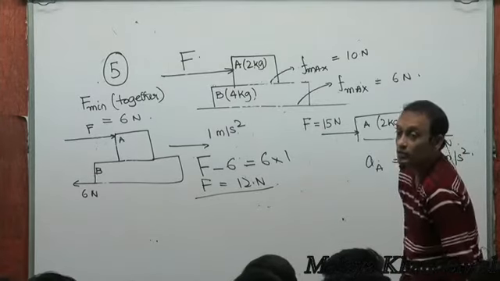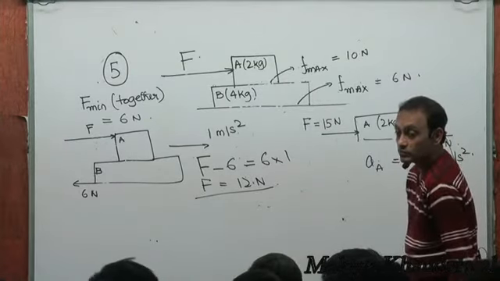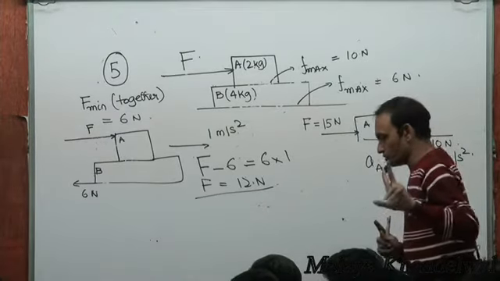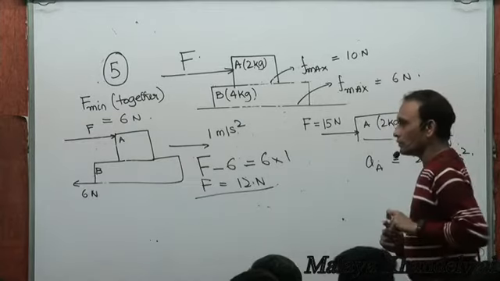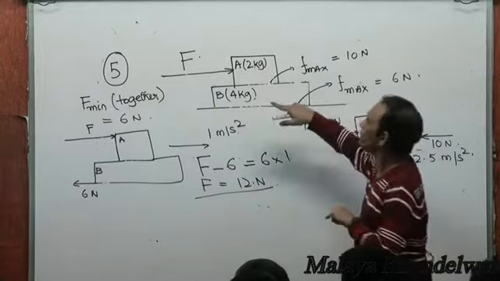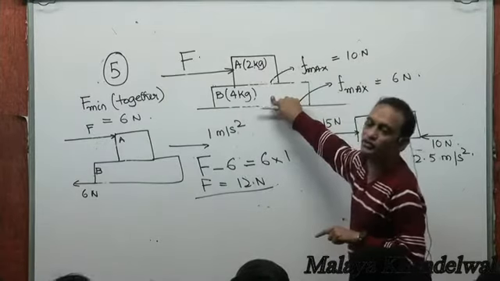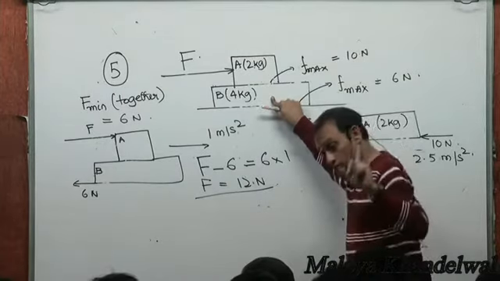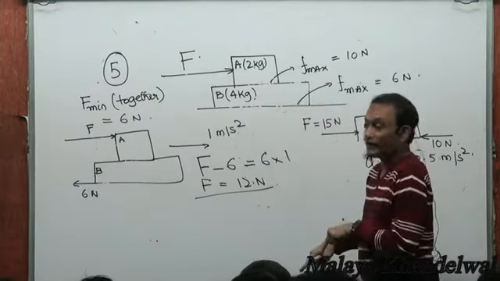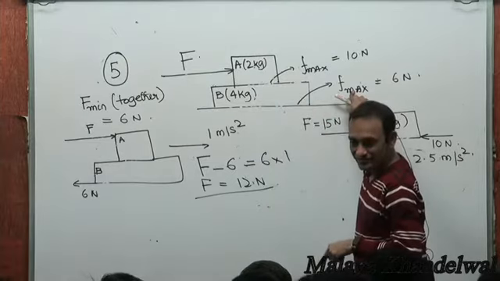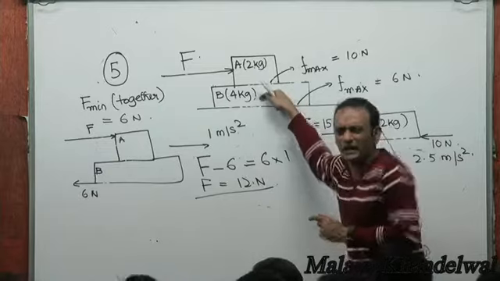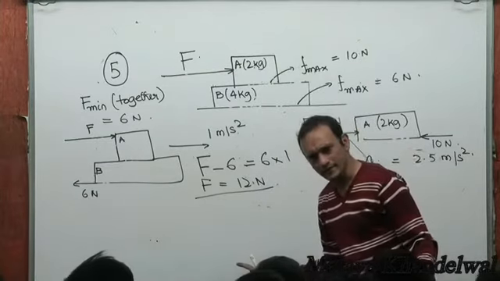No, no one will move. F min is 6 newtons. See, there are two things. One, I claim that it's not possible that A moves and B does not move. Second, I claim that it's not possible that A does not move and B moves. Because if A does not move, then it will not invoke friction between A and B to have any prospect of B moving, right?